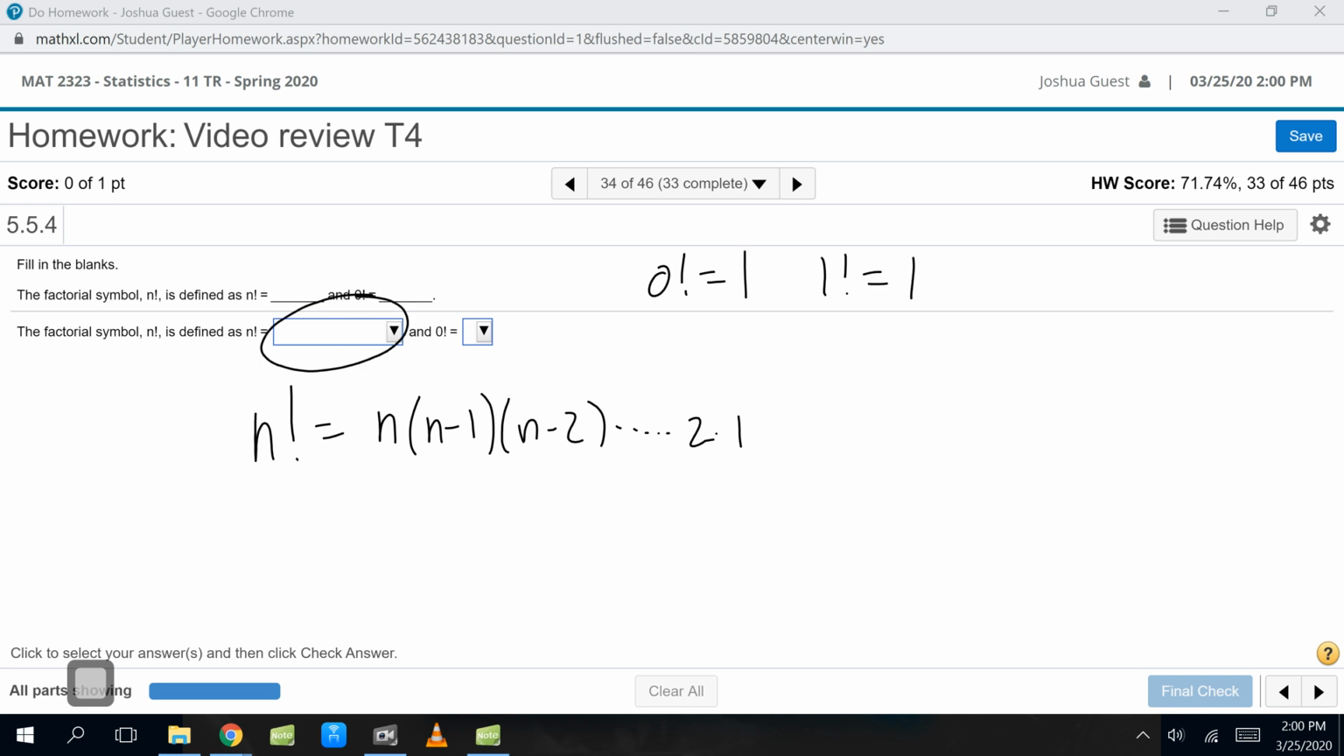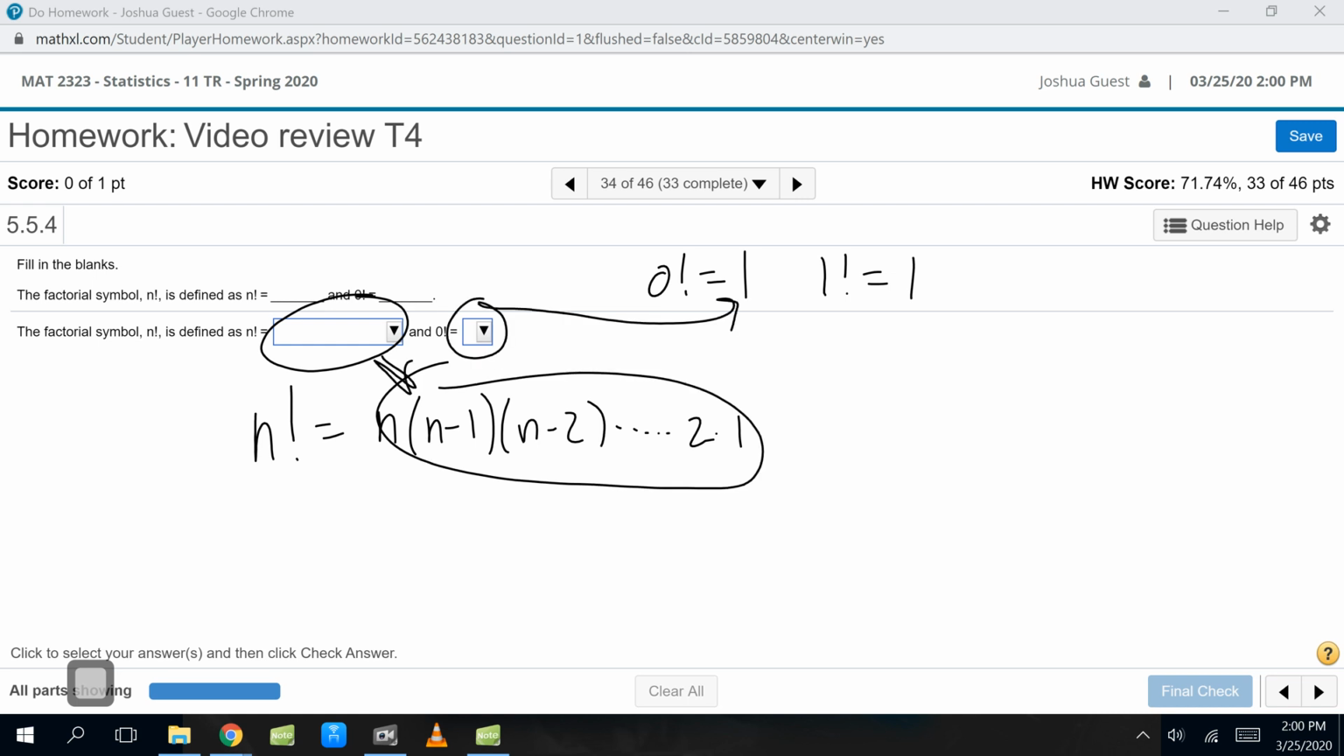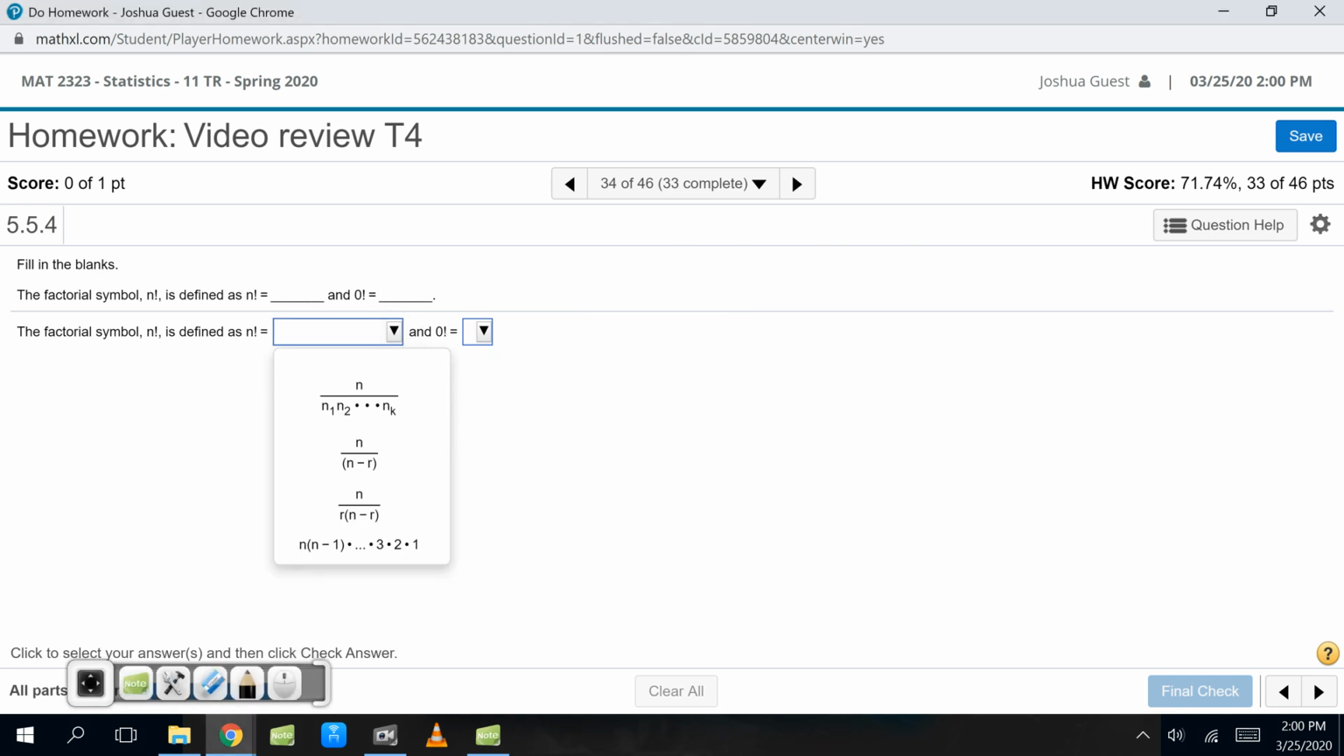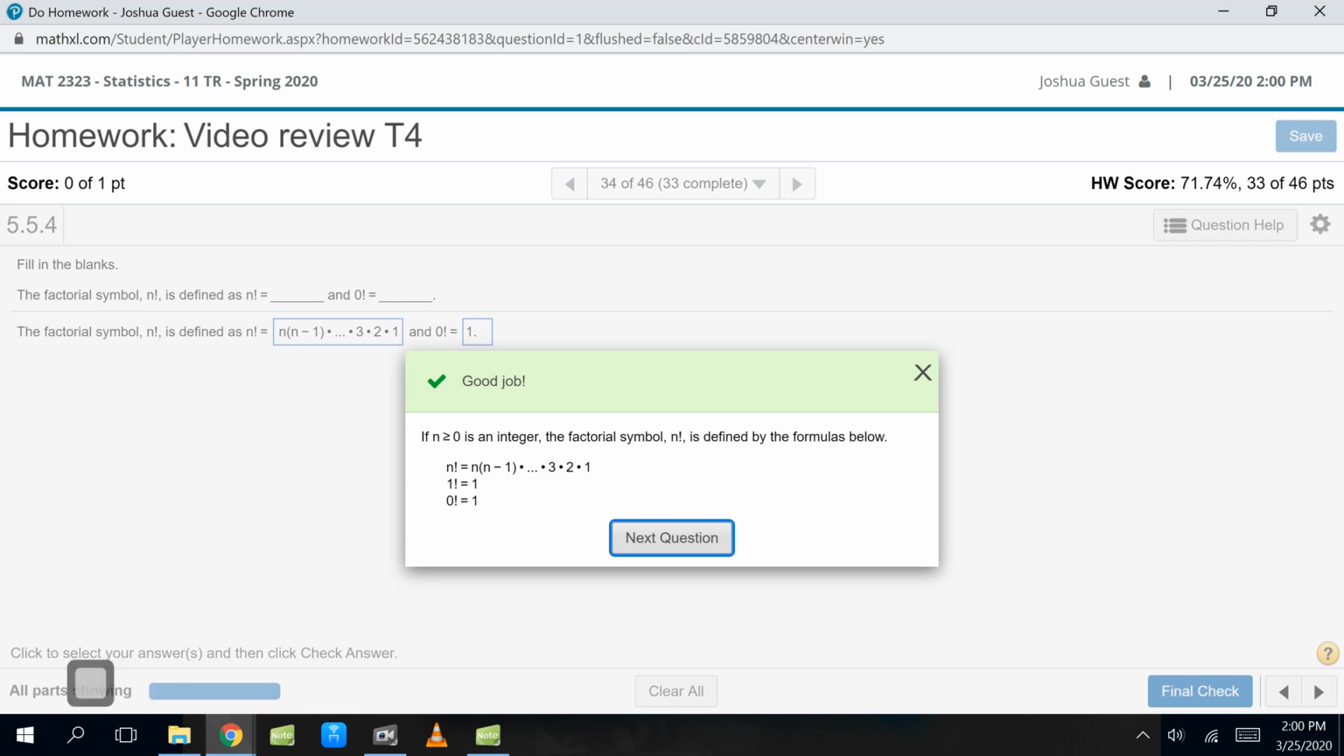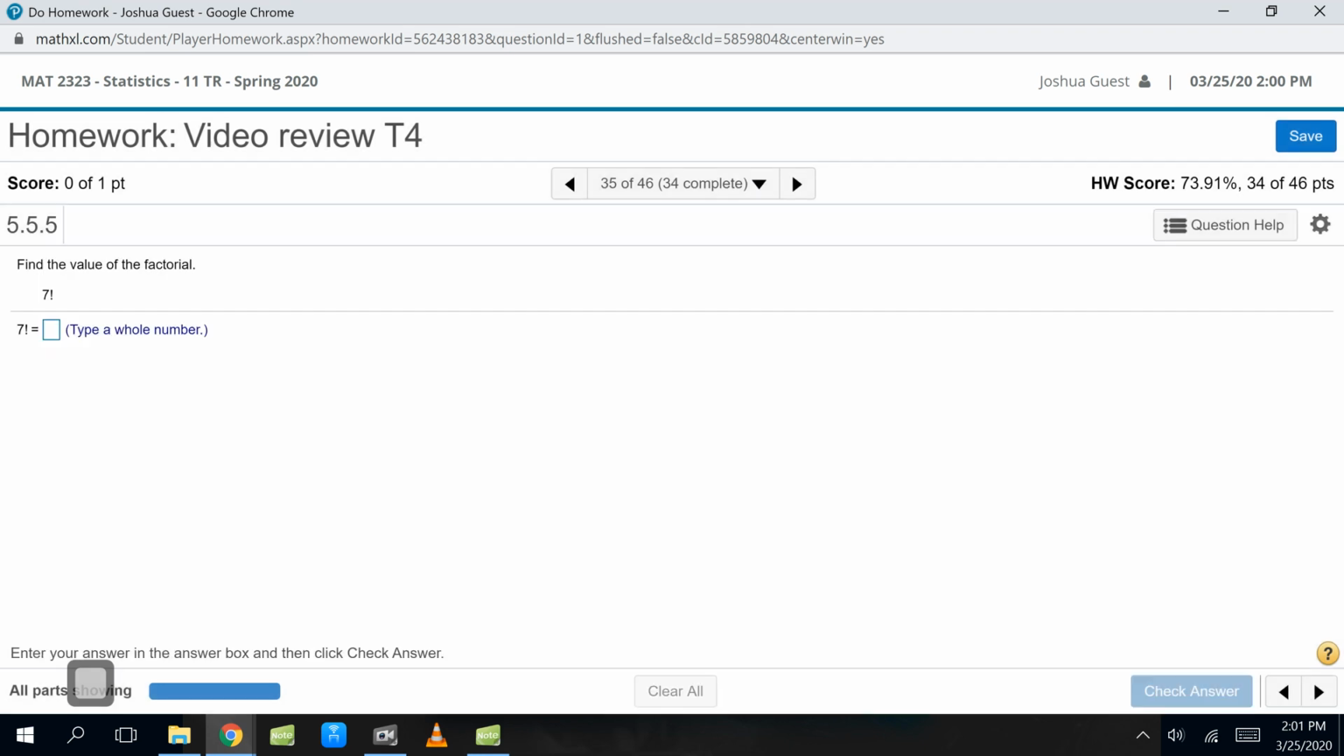So that means this drop down should look like this, and this drop down should be 1, right? So let's look and see if we can find those things. Any of these look like it? Aha, that bottom one right there looks like it. And here, this is 1. Let's check that answer. Very good. And they even give us that 1 factorial and 0 factorial are defined to be 1 there.